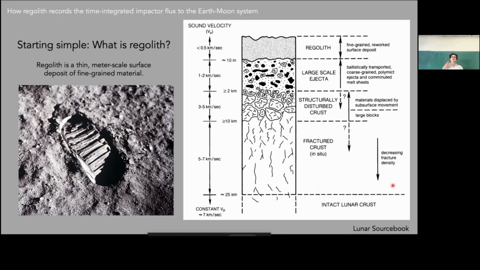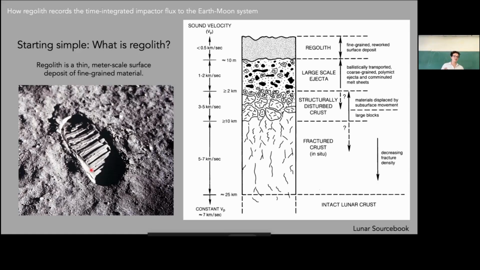So now this is why we're going to regolith for this story, and we're going to begin really simple here and explain what regolith is and what it represents in the broader geology of the moon. So in the most simple sense, regolith is a thin meter-scale surface deposit of fine-grained material on the moon. I love this picture on the left here because it shows the textural qualities of regolith very well. It is effectively a powder. It is largely a fine-grained material.